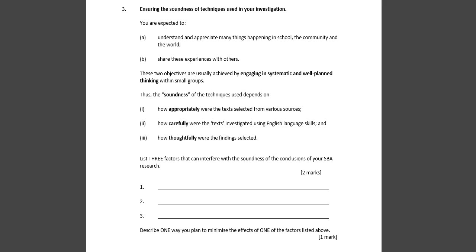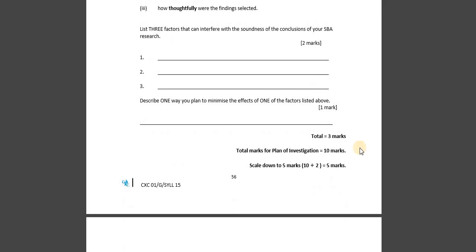And that's 2 marks. So in total, this part of the SBA is marked out of 10, but you divide it by 2 to get the final grade. So the plan of investigation, although it's marked out of 10, is actually a final grade out of 5. I hope I'm not confusing your brain.